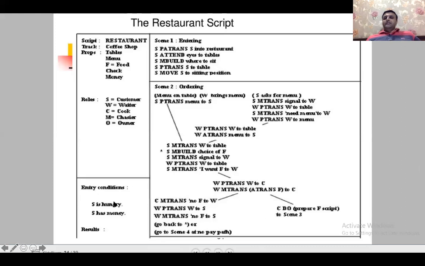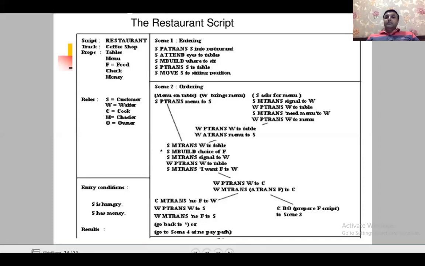Then entry condition. What will be the entry condition? So the customer, S or C, whatever, you can use C for cook. So he is hungry and he has money. Exactly. Now let's generate the results. What will be the results? Now he is not hungry and he has less money. Customer is happy. Fine.